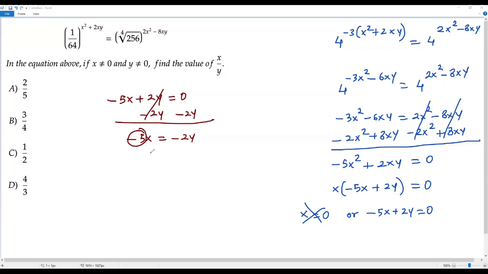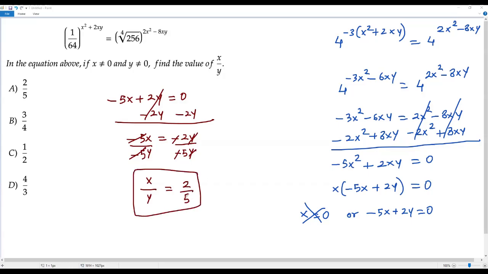First, I have to get rid of this negative 5. And also in the denominator, I must have y. So to get rid of this negative 5, I have to divide both sides by negative 5. And also since I need y in the denominator over here, I divide both sides of this equation by negative 5y. So this negative 5 will cancel out, and here y and y will cancel out, and the negative sign will cancel out. Now on the left side I'm getting x over y, on the right side I'm getting 2 over 5. So now I got the value of x over y, that is equal to 2 over 5.